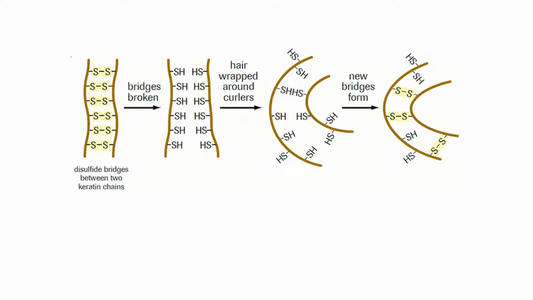you can wrap the hair around curlers. You can reshape the hair, and then as the hair cools back down, you have new chemical bonds that hold the hair together in a new configuration. So styling your hair is an example of denaturing proteins, and then allowing those denatured proteins to assume a new configuration, a new shape.